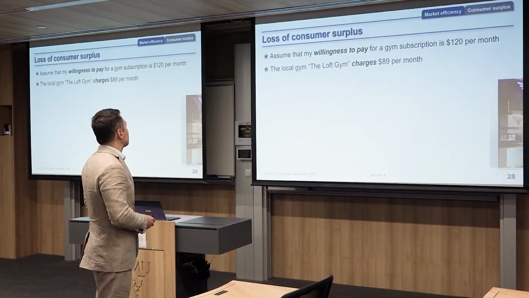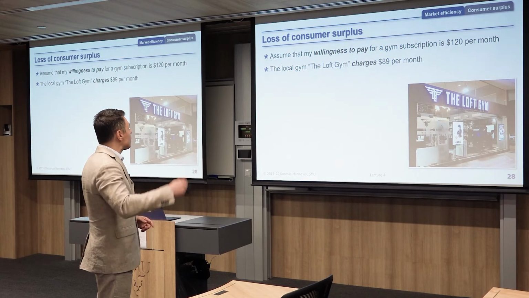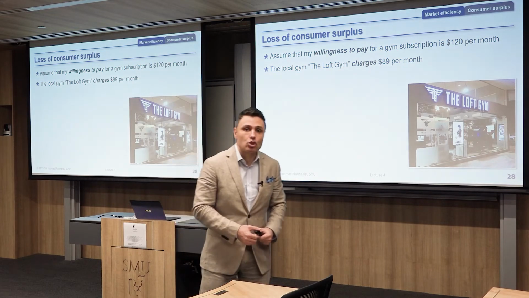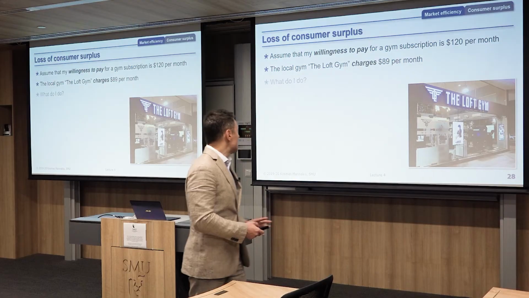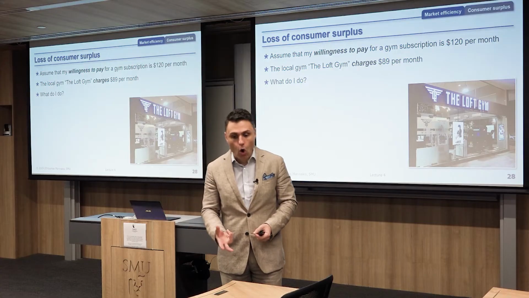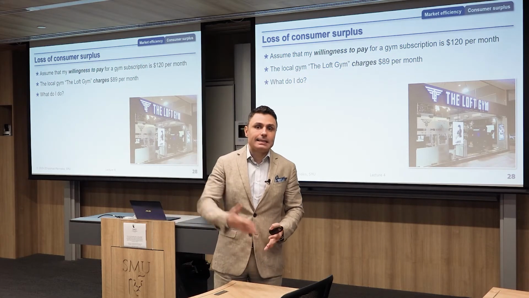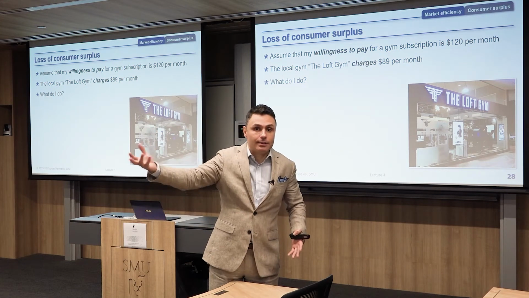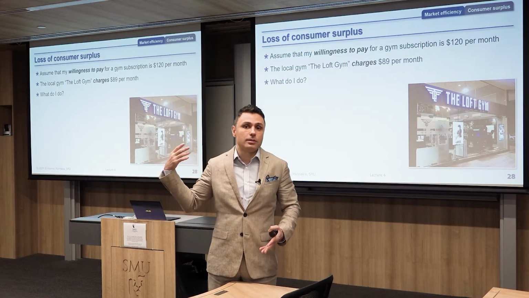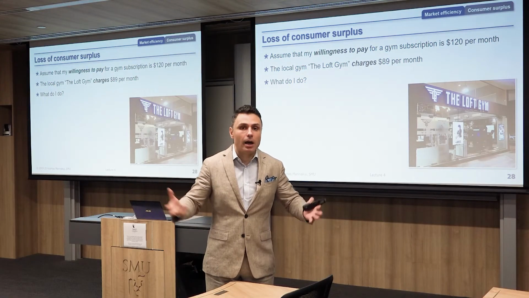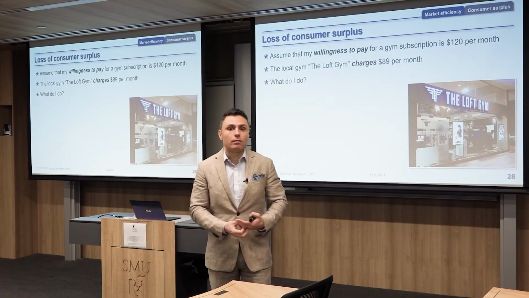All right. So assume that my willingness to pay is $120, and that this local gym down the corner, called the Loft Gym, charges $89 per month. So this is how much they charge. The question is, what do I do? The answer is, since your willingness to pay exceeds the price, you will buy, given that there's no better price around. So I checked, there's no gym in a suitable area around here. So they offer a price of 89.